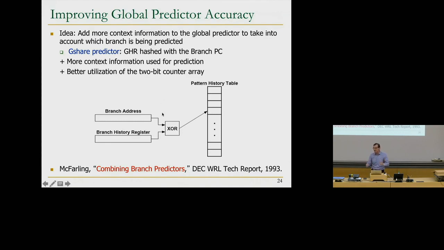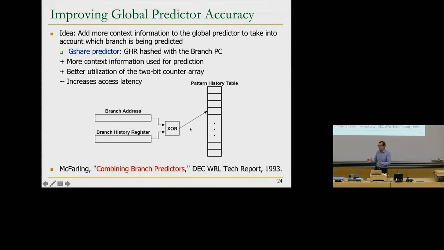This also enables better utilization of this array, because whenever you add more information to index into some structure, you're also randomizing the indices. As a result, you get better utilization of this pattern history table, of the 2-bit counters. Of course, the downside is increased latency, because now you have an XOR gate, or bitwise XOR, before you index into this pattern history table.